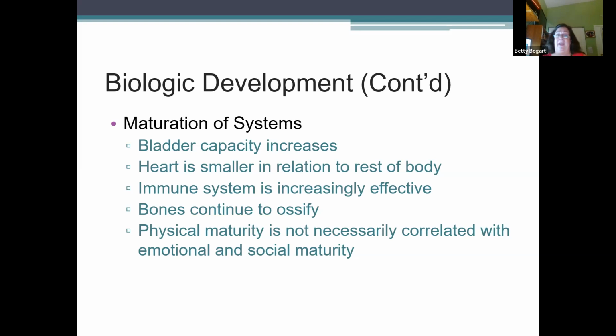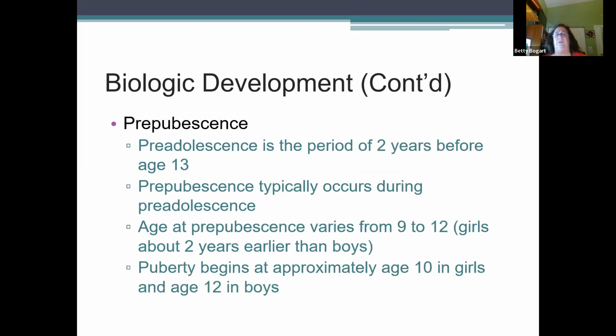And as I said again, physical maturity does not correlate with emotional or social maturity. There are some little children that look like adults, but when you put them in situations, they're going to handle them like a younger child. And this is normal, absolutely normal. All children react to things differently.